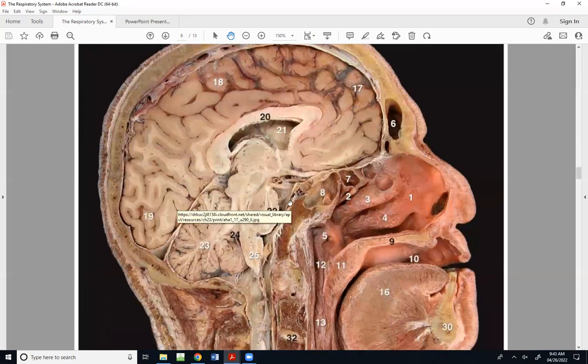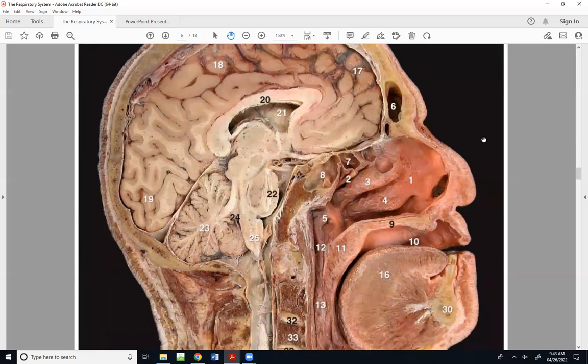Here is essentially the same view of it, just from a cadaver, where you can see those structures very nicely, along with parts of the brain that we've talked about before, which is kind of cool. There's a very nice view of the frontal sinus. There's the sphenoidal sinus.